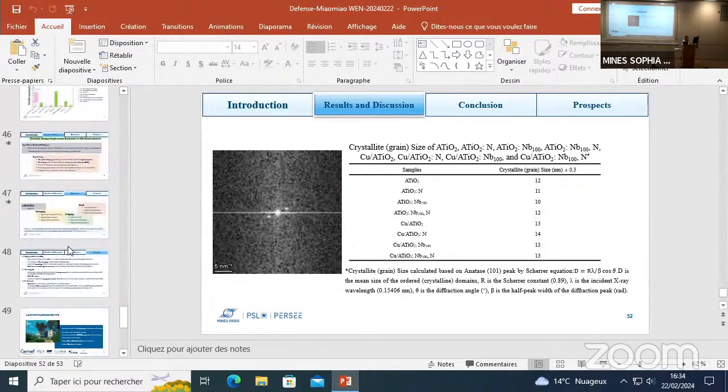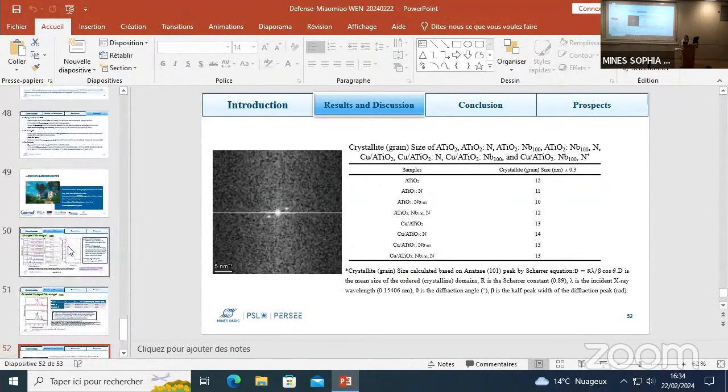Yes, it's this one. So here is the size coming from the analysis of XRD. You determine the broadening of the peak. This value is related to only the first peak, the 101. Maybe it's better if we can make others to compare.